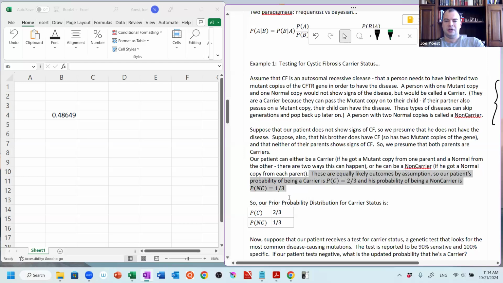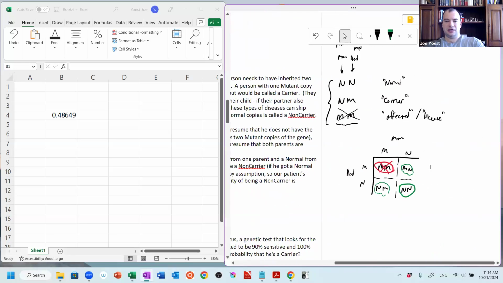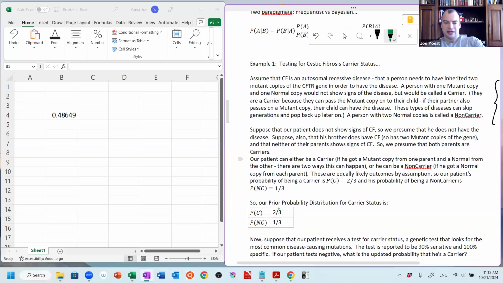So our patient wants to undergo this testing. Our patient knows that their brother has CF, which means the parents most likely are both carriers, which means that there is a chance that our patient, the potential future, say, father, is a carrier. Now, we do notice that two out of three of these squares that remain are carrier. So carrier, carrier, normal. So that is where our prior probabilities here come from.